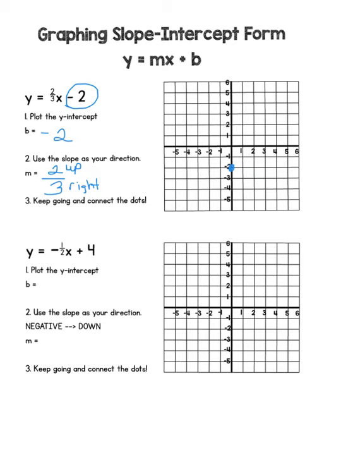So let me change the color so you can see. I'm going to go up 1, 2, 3 to the right. 1, 2, 3. I'm going to put a dot. I can do that again. Up 1, 2, 1, 2, 3 to the right.